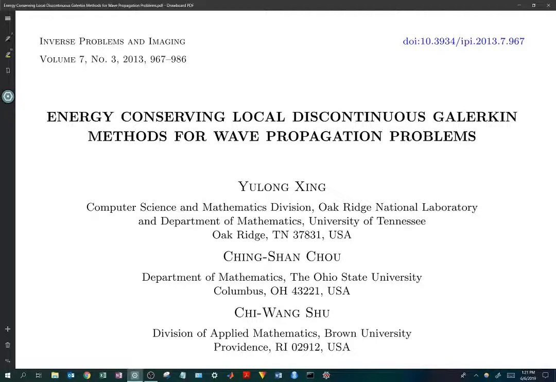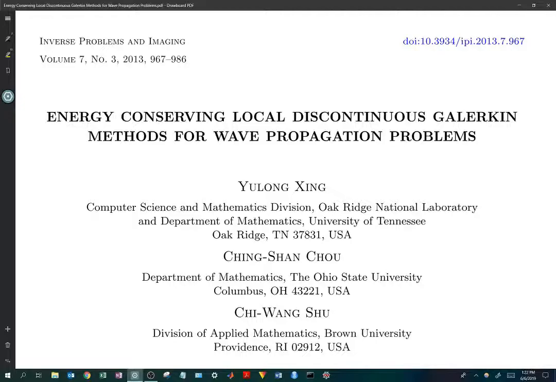So we're looking at this paper, Energy Conserving Local Discontinuous Galerkin Methods for Wave Propagation Problems. And so this is going to be about discontinuous Galerkin methods. This is a type of finite element method. So this is really about finite element methods and how they can be used to approximate solutions to partial differential equations.